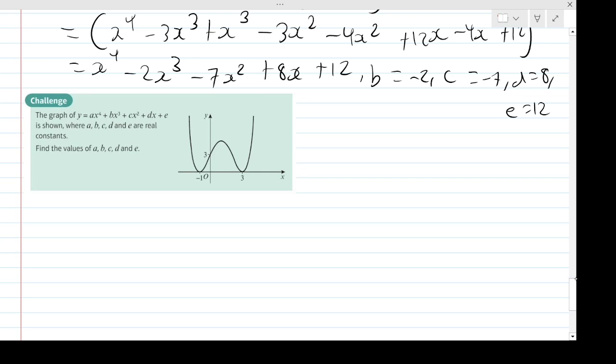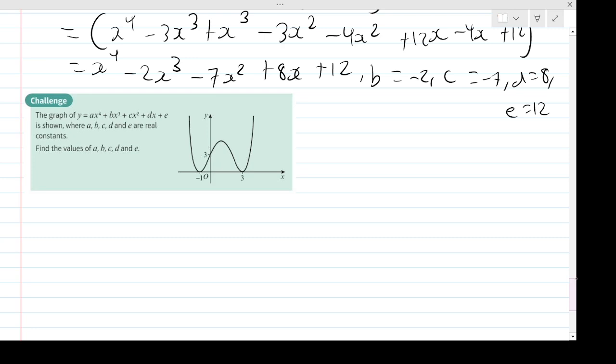Okay. Final question then. It's a challenge question, but it's perfectly doable. Pretty similar to what we just did. We've got the graph again of a quartic like this. They need us to find all the missing values again. So again, firstly, let's consider what we're given. We're given this point, the y-intercept, and actually the two roots as well.